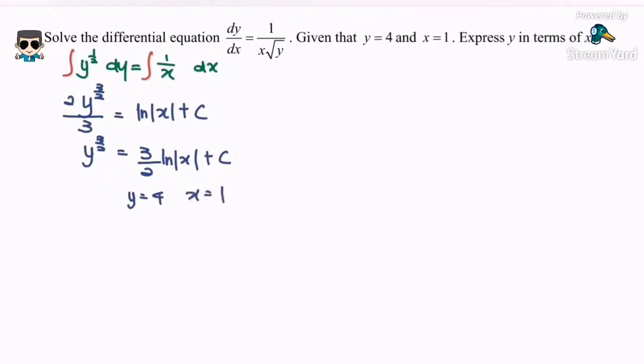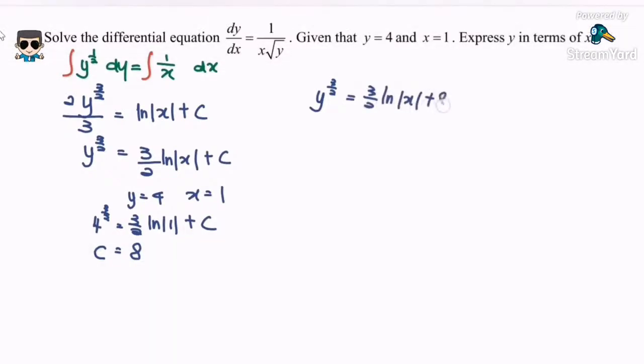Y is equals to 4 and x is equals to 1. Now we are going to find the value of c. If we substitute, 4 to the power of 3 over 2 equals to 3 over 2 ln 1 plus c. Please take note, ln 1 will obtain 0. So 4 to the power of 3 over 2 will obtain 8. So finally, c is equals to 8. Rewrite the situation. Y to the power of 3 over 2 is equals to 3 over 2 ln x plus 8. Express y in terms of x. So y is equals to (3 over 2 ln x plus 8) to the power of 2 over 3.